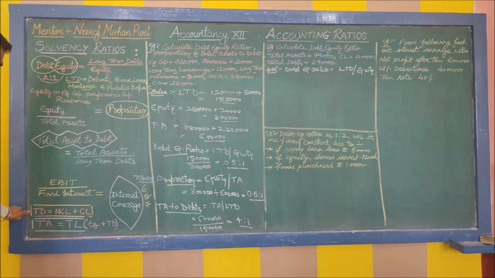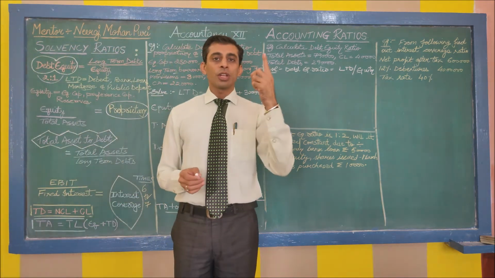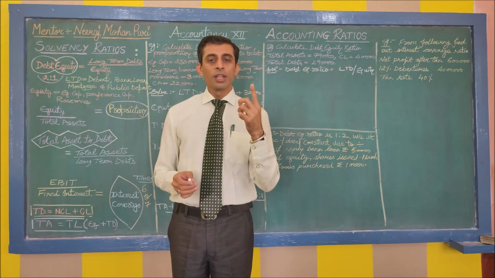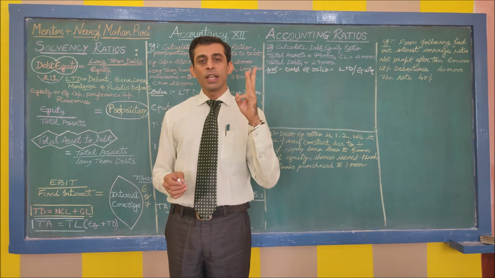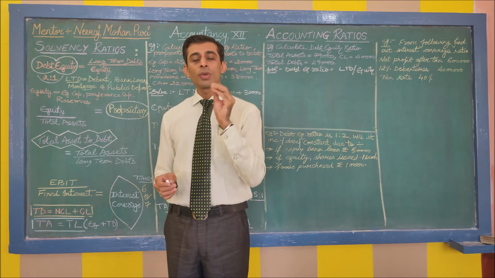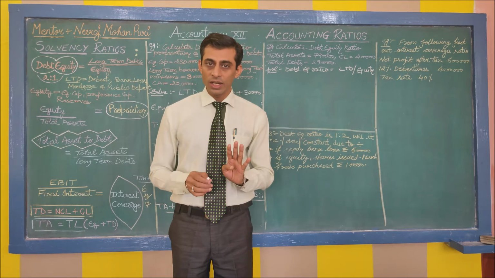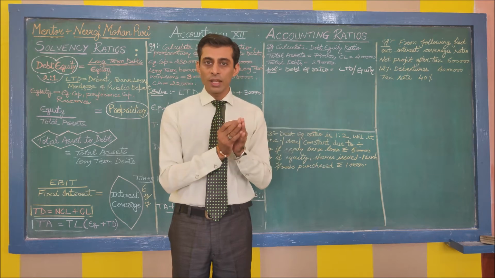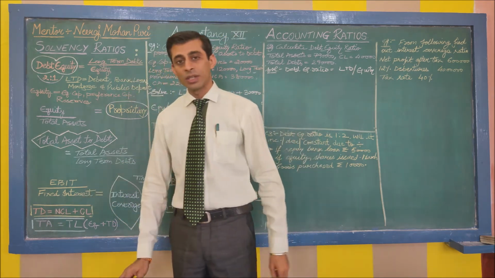Keep in mind that total debts are always equal to non-current liabilities plus current liabilities. On the liability side of the balance sheet, the first head is always shareholders' fund, the second head is not to be treated, the third head is long-term borrowings, that is non-current liabilities, and the fourth head is current liabilities. So non-current liabilities plus current liabilities are equal to total debts.